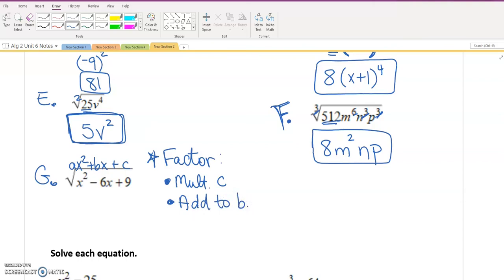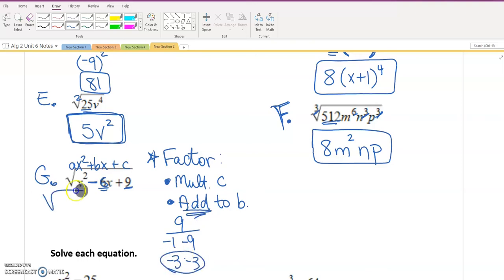So if we look here, our c is 9, so it's a positive 9. Factors of 9 are 1 and 9, and 3 and 3. And because it's positive, they're going to be the same sign. Since it's a negative 6 for my b, I'm going to make both of these negative. So negative, negative, negative, negative. And find which set of factors add to b. And that would be my negative 3 and negative 3.